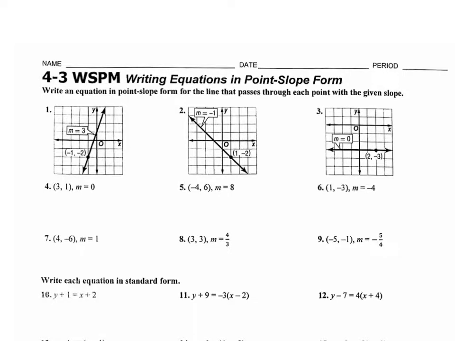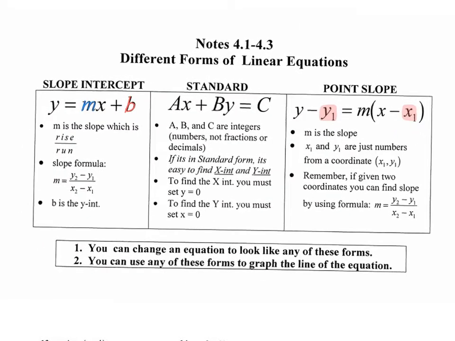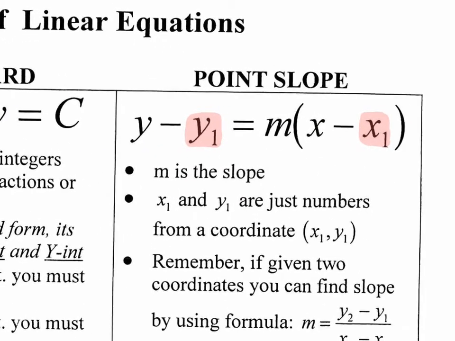So on this worksheet, section 4.3, we are responsible for knowing all 3 forms. Slope-intercept, standard, and point-slope. You need to know all 3 forms. So obviously we just got introduced to point-slope. You need to memorize it. I highlighted the x1 and y1 in red so you could remember that that's a coordinate. I'm also going to highlight the m in blue because that's your slope, just like always, your rise over run.